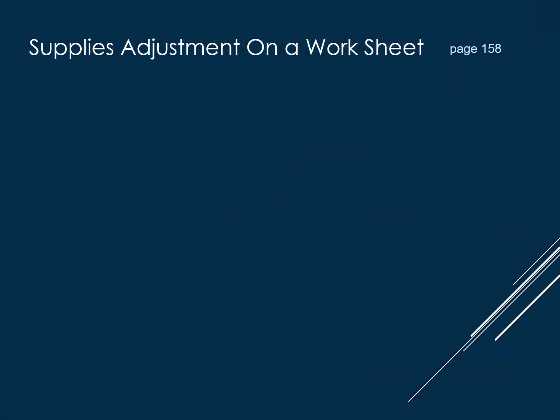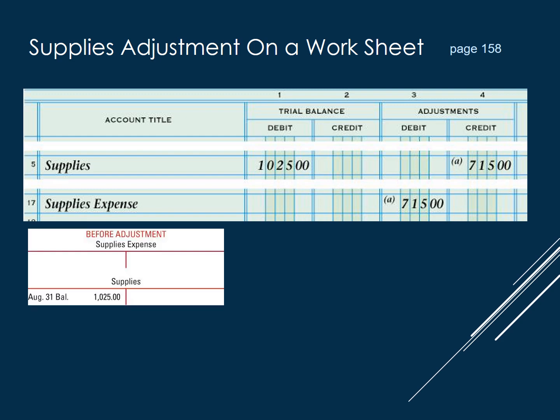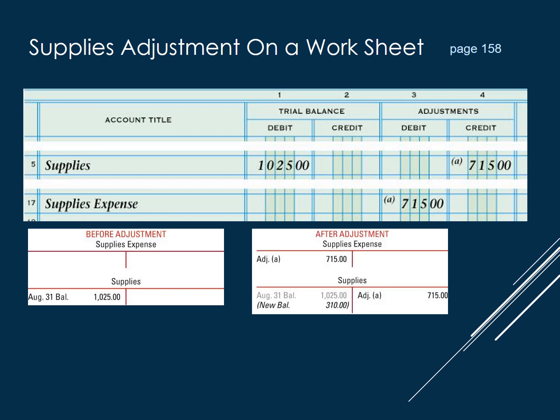Supplies adjustments on the worksheet. So when we go to record our adjustment on the worksheet, we are going to first look at our T account. Before our adjustment, the supplies account had an August 31st balance of $1,025. Supplies expense had $0. After our adjustment, our supplies expense account should show $715. And our supplies account after the adjustment should show a new balance of $310.